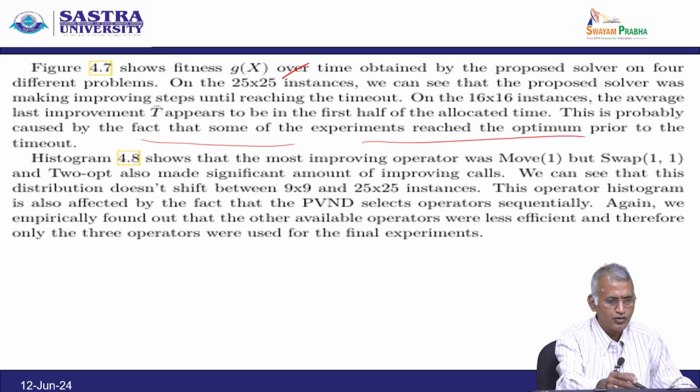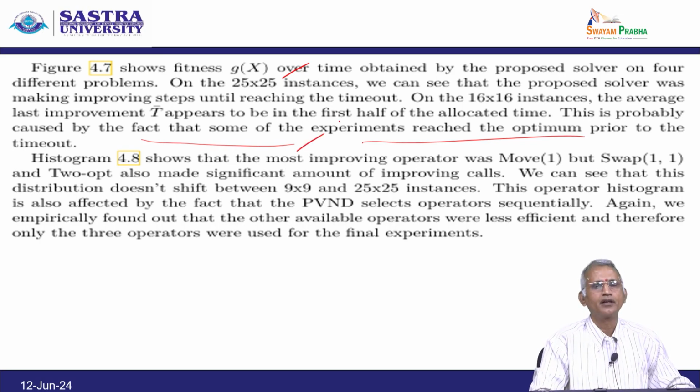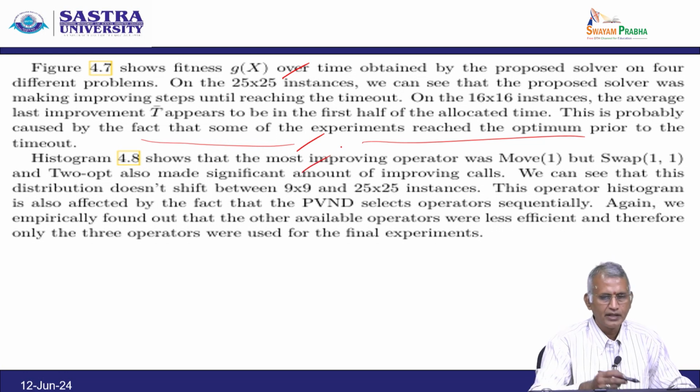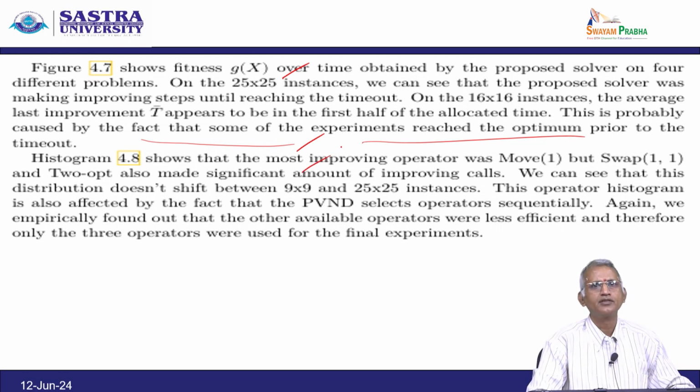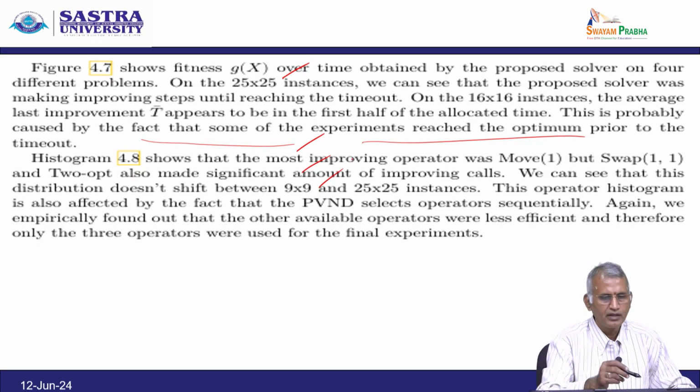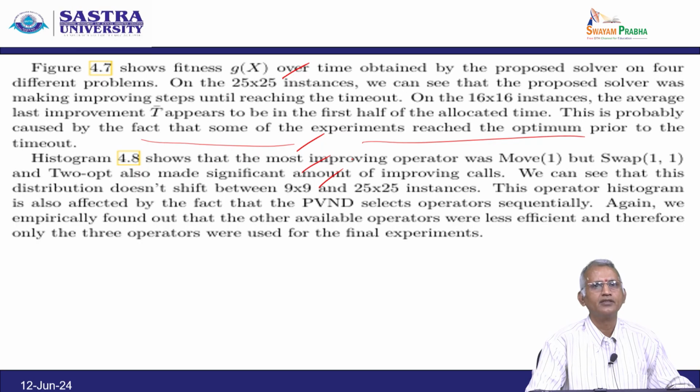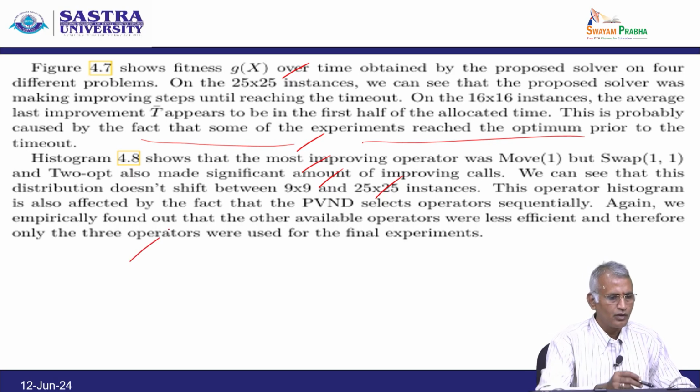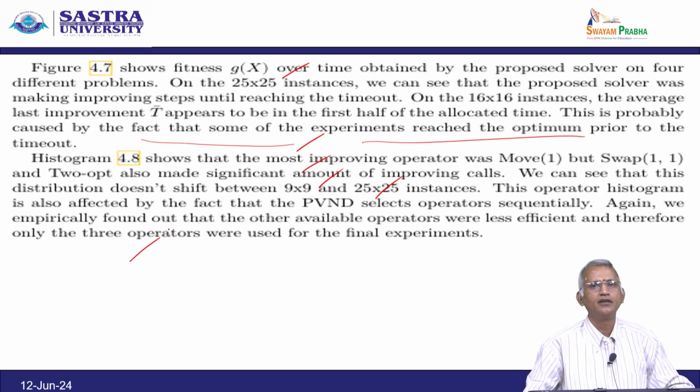The histogram shows that the most improving operator was move 1, but swap 1 and 2 opt also made a significant amount of the improving calls. We can see that this distribution does not shift between the 9 cross 9 and 25 cross 25 instances. This operator histogram is also affected by the fact that PVND selects the operators sequentially. Again, we empirically found that the other available operators were less efficient, and therefore only the three operators were used for the final experiments.